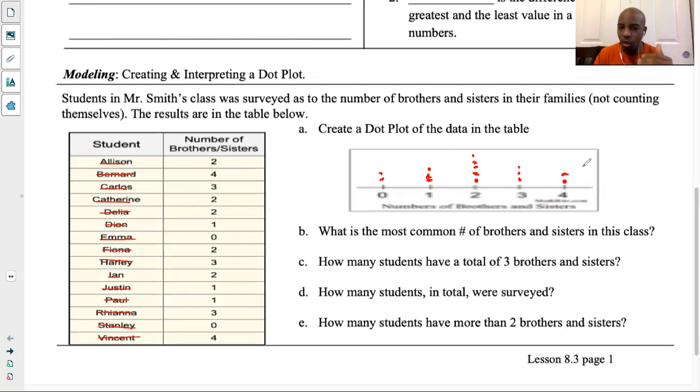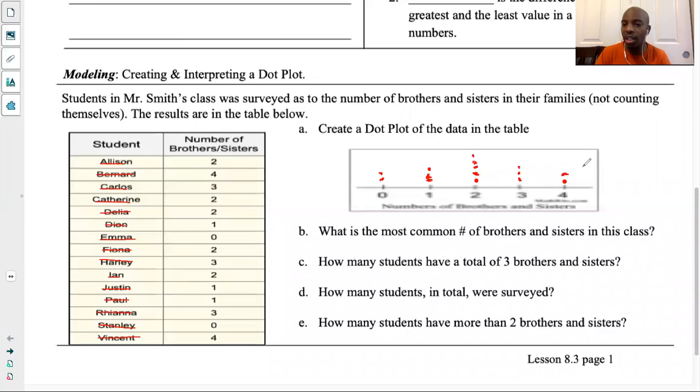What is the most common number? Now we can go through each one of these other choices, B, C, D, E, and answer them. This is called interpreting our dot plots now, right? Now we're going to interpret the dot plots, take information from it, right? What is the most common number of brothers and sisters in this class? So what's the most common, right? If you look at the dot plot, which one has the most dots?